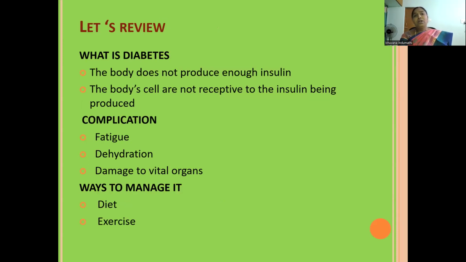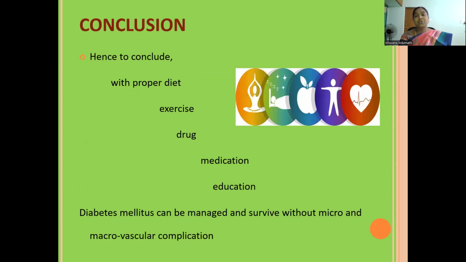Okay, let us review what we have seen today about diabetes mellitus. What is diabetes mellitus? The body does not produce enough insulin, or the body cells are not receptive to the insulin being produced. Coming to the complications, fatigue, dehydration, and damage to vital organs have been seen. And there are 2 ways to manage it: diet and exercise. Coming to the conclusion, with proper diet, exercise, drugs, medication, and education, diabetes mellitus can be managed, and patients can survive without macro and microvascular complications.